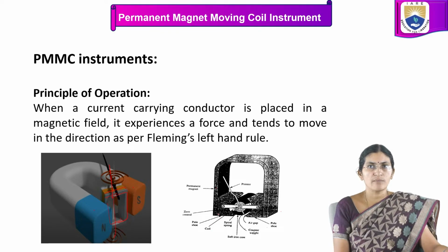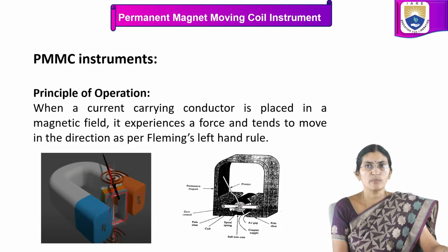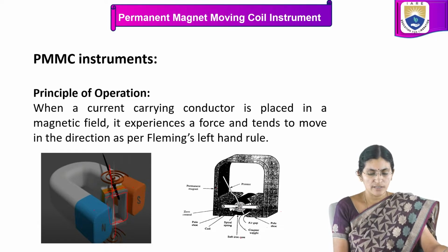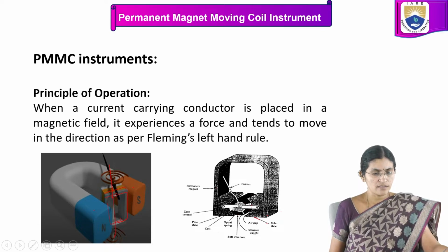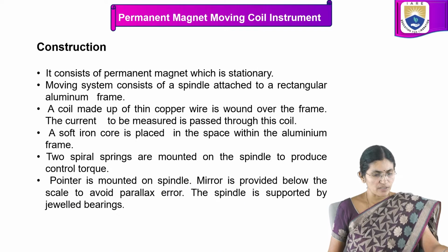Pole shoes, they are made up of soft iron. This is the coil. Coil is made up of copper. There are spiral springs. Spiral springs are used for providing controlling torque. Then you have the soft iron core, on which we have the aluminium former, on which the coil is wound. Then in between the magnets and the core there is an air gap, and then counterweights are there, and these are the pole shoes.